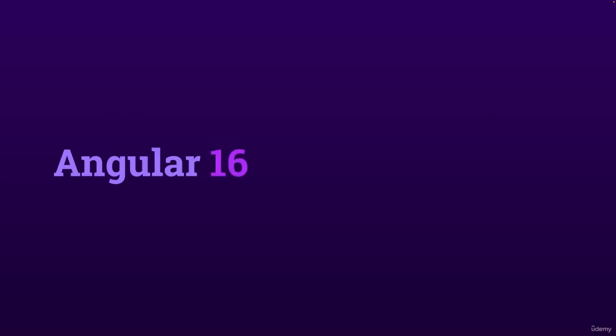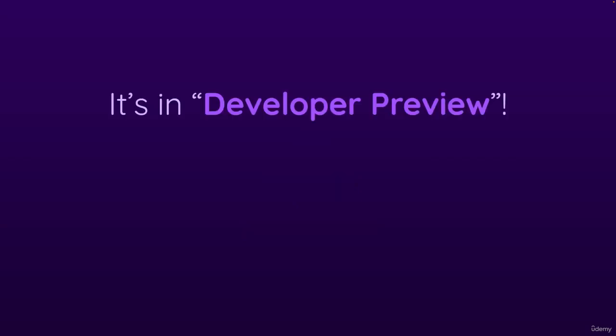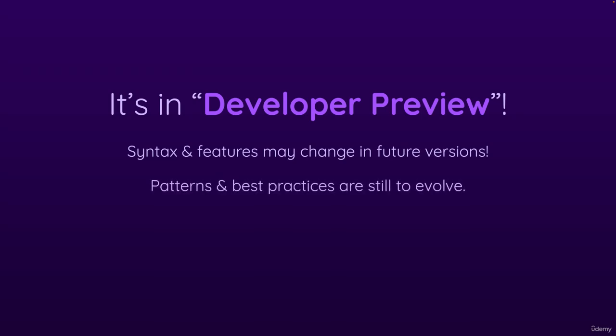Angular 16 added a very important new feature. It introduced signals to Angular. At the moment, only as a developer preview, the feature is likely to become stable once Angular 17 ships. At the moment, it's just a developer preview. And that simply means that both the syntax and the feature set around signals is likely to change. Indeed, it's already clear that more signal-related features will be added in future versions. And of course, patterns and best practices are also still to evolve.